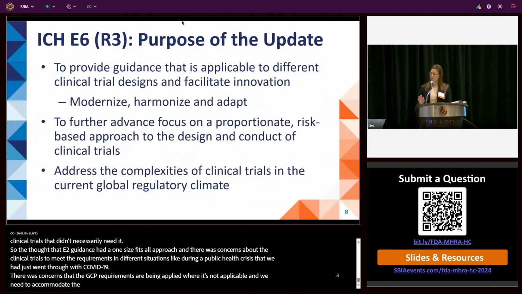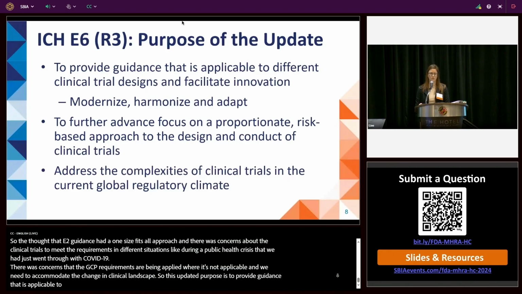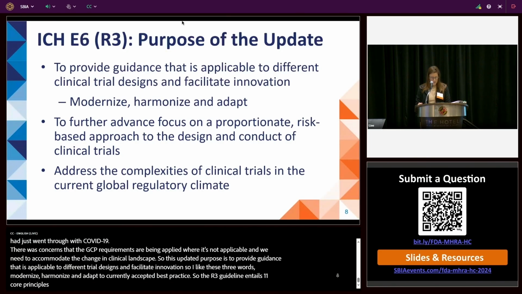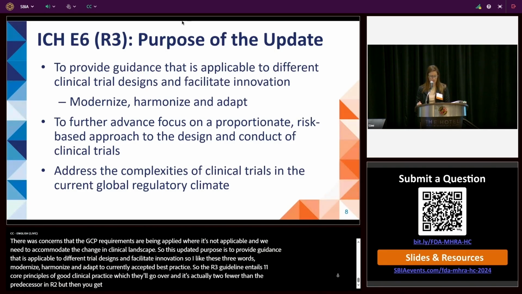So the ICH E6R3's updated purpose was to provide guidance that's applicable to different trial designs and facilitate innovation. So I like these three words: modernize, harmonize, and adapt to currently accepted best practice. So the R3 guideline is comprised of 11 core principles of good clinical practice, which Dr. Abid will go over. And it's actually 2 fewer than its predecessor in R2. But then you get these bonus 2 annexes, which will replace some of the previous addendum of R2. I'd say it's a refinement and not a total overhaul, so don't get too nervous.